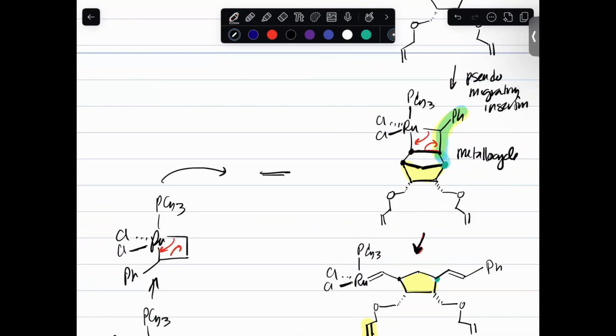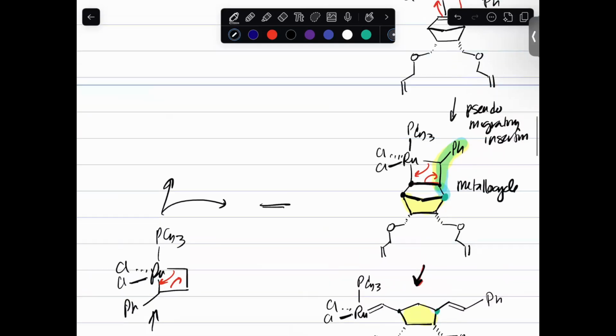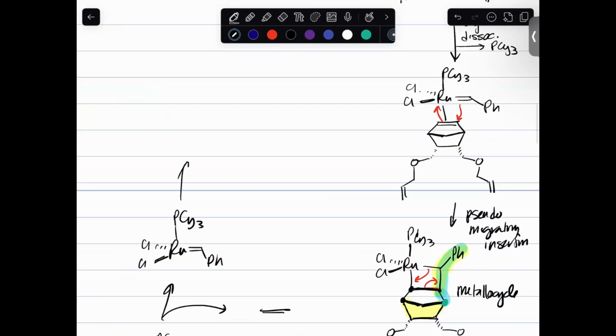Form ethylene, our precursor, and finally ligand dissociation to form our catalyst.